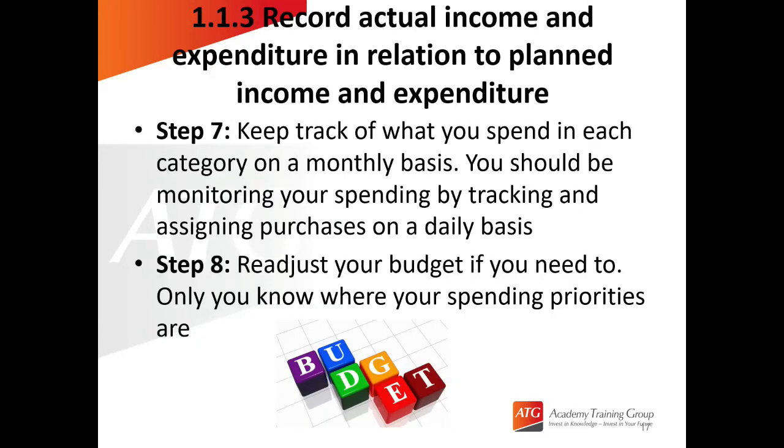The seventh step, keep track of what you spend on each category on a monthly basis. You should be monitoring your spending by tracking and assigning purchases on a daily basis. Step 8, readjust your budget if you need to. Only you know where your spending priorities actually are.